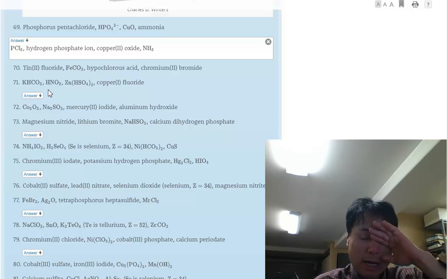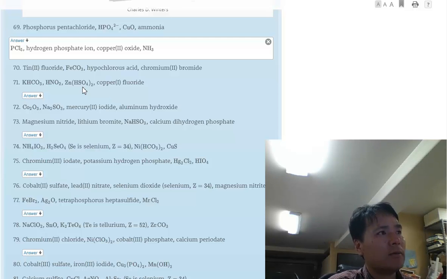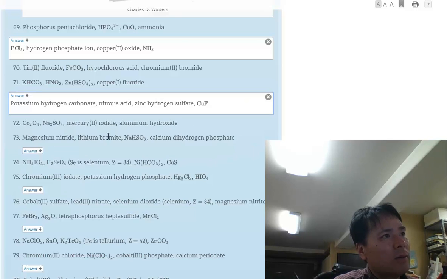And then we have the zinc with the HSO4. SO4 2 minus is sulfate, so HSO4 would be a 1 minus, and that would be hydrogen sulfate or bisulfate. Okay, and then we'd have zinc bisulfate or zinc hydrogen sulfate. And then zinc is a fixed charge of +2. And then we'll have copper 1 fluoride, and so it's got to be copper with a +1 charge and fluoride, so just CuF would be adequate for that.